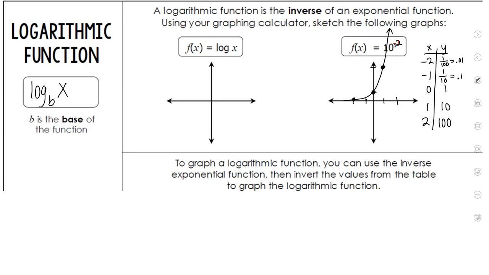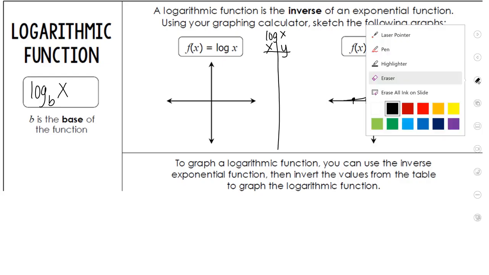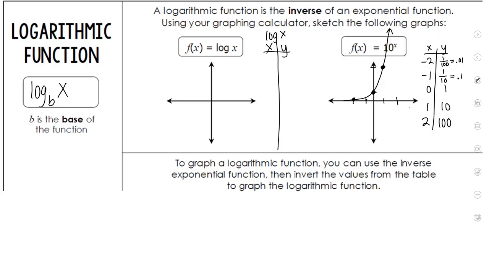Now, if I know that they're inverses, what can I do to this table so that I can graph the log? Do you guys know what we do with inverses? Exactly. We switch or flip the x and y value. So now these are my new y values. And these are my x values: 0.01, 0.1, 1, 10, and 100.